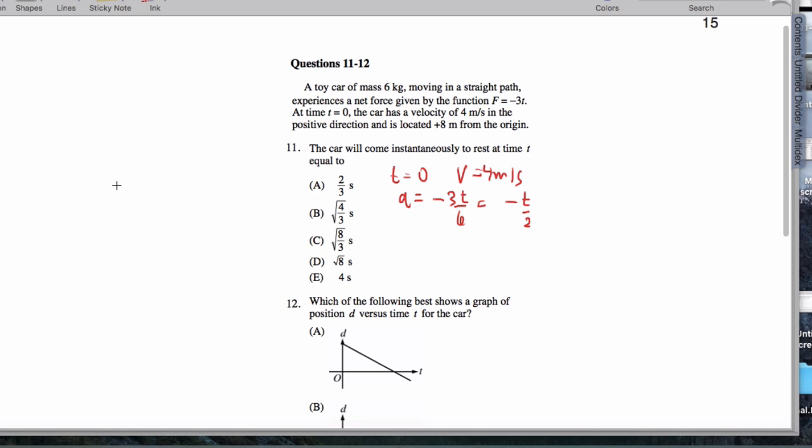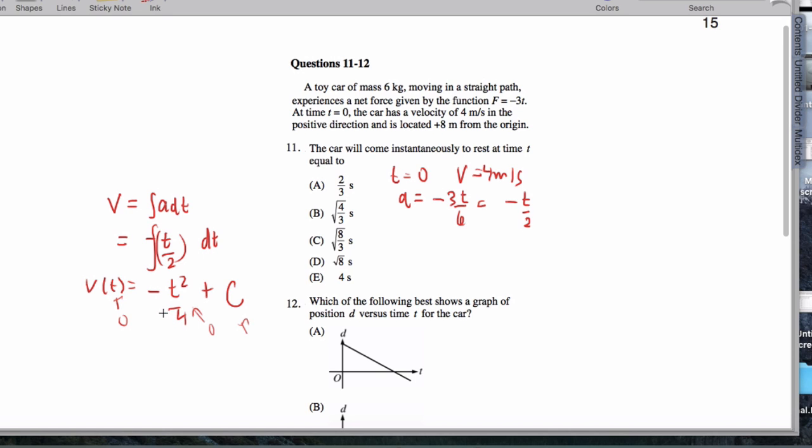Now, we want to know when the car is going to come to rest. So let's get a function for v. We're going to say v equals the integral of a dt. And so that's going to be the integral of negative t over 2 dt. And so v of t is going to equal negative t squared over 4 plus c. And we're told that at t equals 0, we're at 4 meters per second.